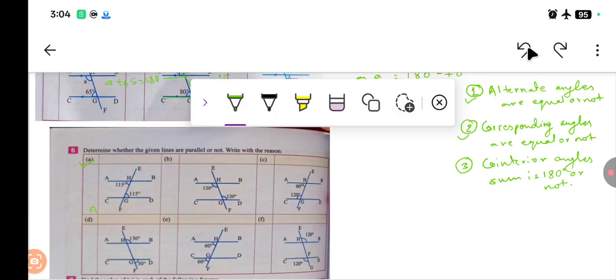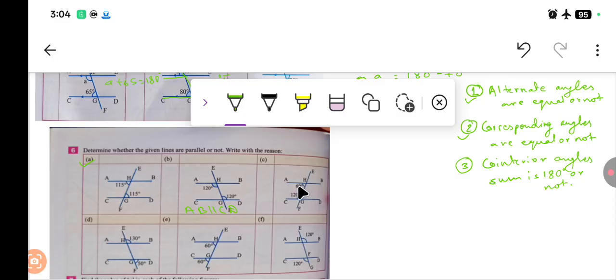Next question, now what is over there? Again, two lines AB and CD are given. They are not given as parallel. We have to confirm whether they are parallel or not. Again, we see 120 and 120 alternate angles, and both the angles are equal. So we can say here also AB is parallel to CD. The same reason you can write: because their alternate angles are equal.